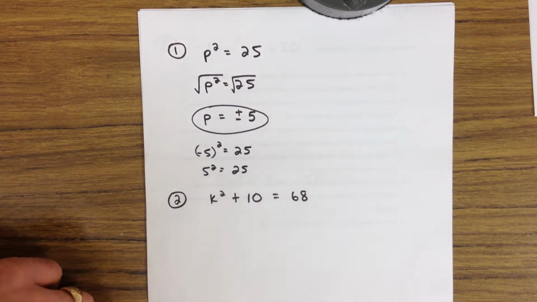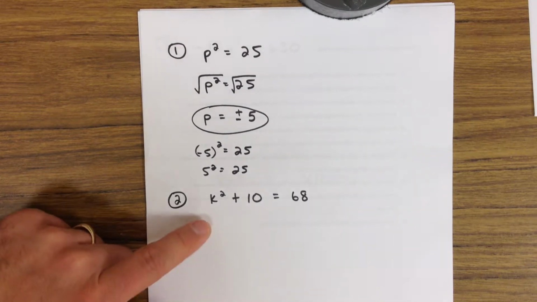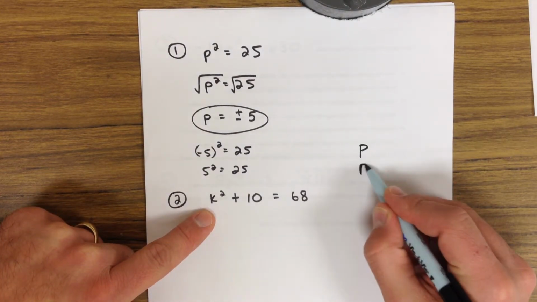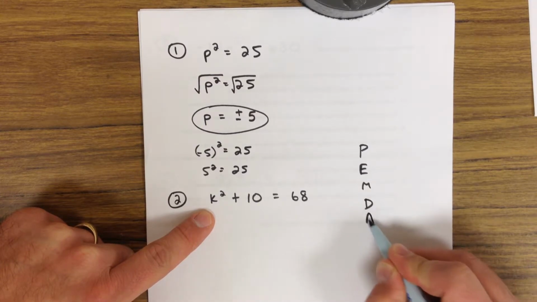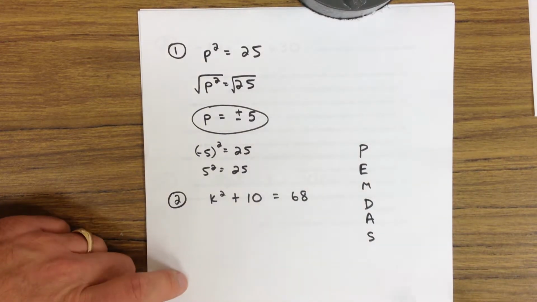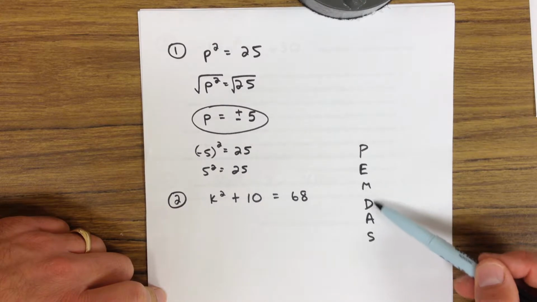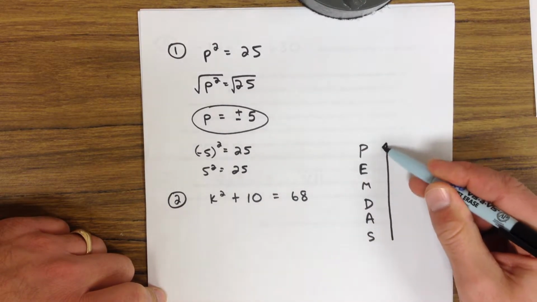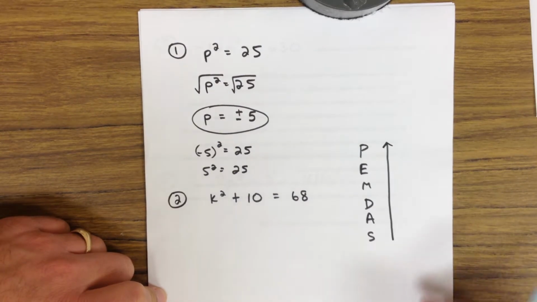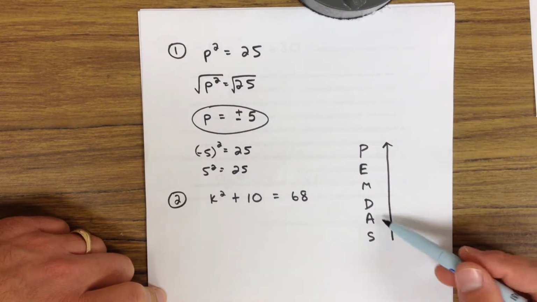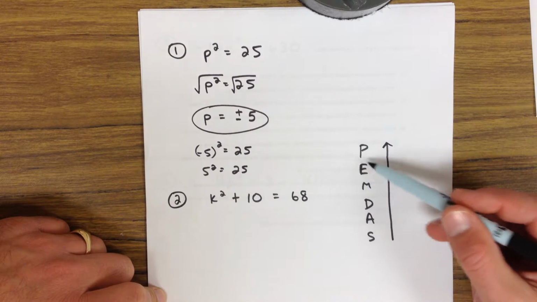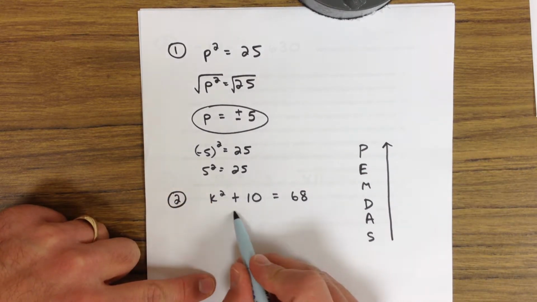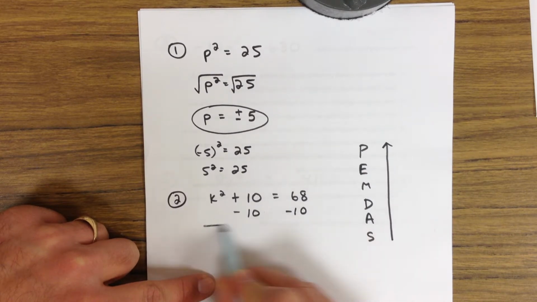Okay, and then this right here, when there's a constant or anything else with k squared, we have to follow the order of operations using PEMDAS. So parentheses, exponents, multiplication, division, and then adding, subtracting. So we're going to undo the equation by following PEMDAS backwards. So we're going to get rid of addition and subtraction first, and then worry about the exponent. So don't go square rooting this until you get rid of the 10. So subtract 10 from both sides.